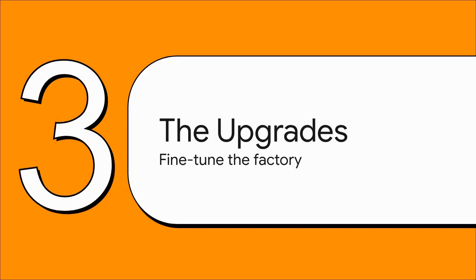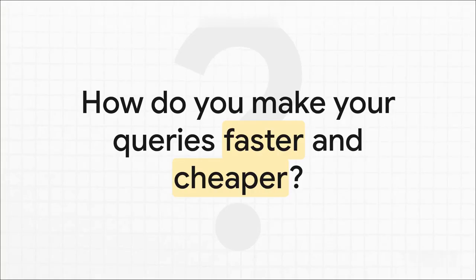So our factory is up and running. We're collecting data, we're processing it, but we're not done yet. Now it's time for the upgrades. We've got to make sure our factory isn't just working, but that it's running as fast, as efficiently, and of course, as securely as it possibly can. This is the million-dollar question for any data team, right? When you're dealing with terabytes or even petabytes of data, every single query can cost you real time and real money. So how do you optimize?